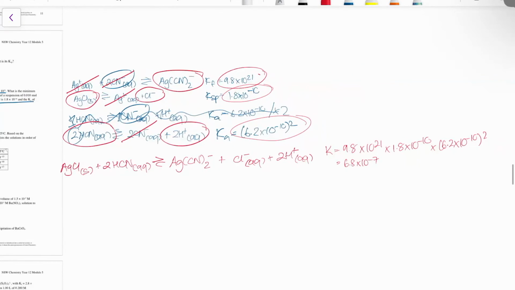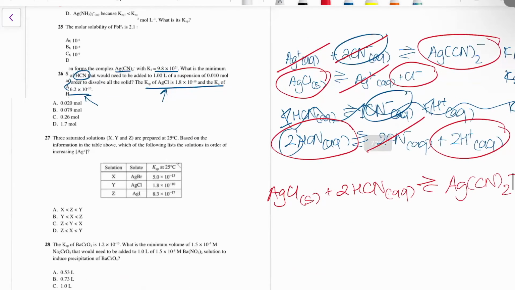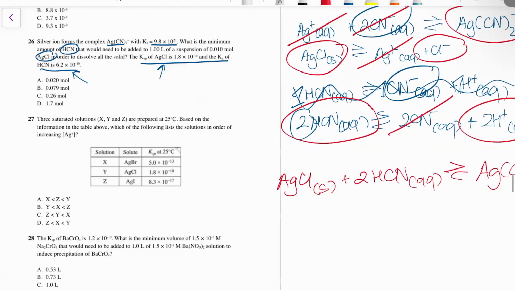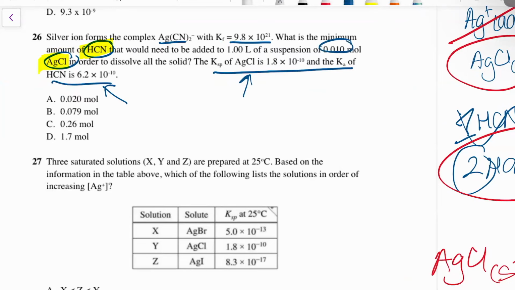So now you're sort of seeing where it comes together, okay? This is sort of like the light at the end of the tunnel. I've now got an equation that relates the AgCl they're talking about to the HCN that I'm using to dissolve it. So now I've got an equilibrium equation, I've got the expression, I can start to substitute in my initial values in my ICE table, okay?